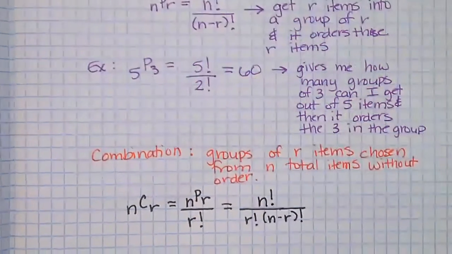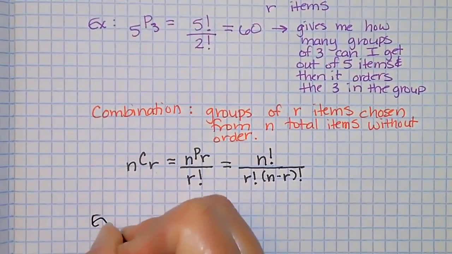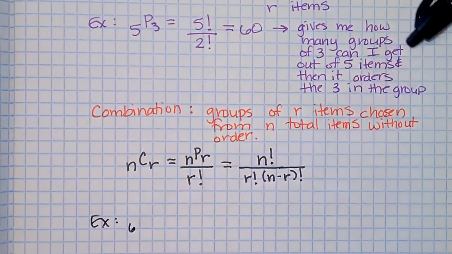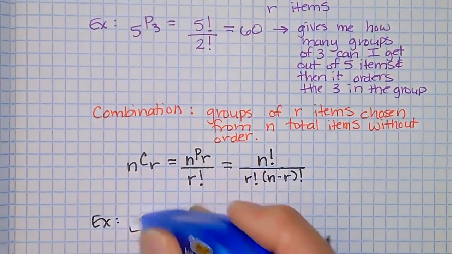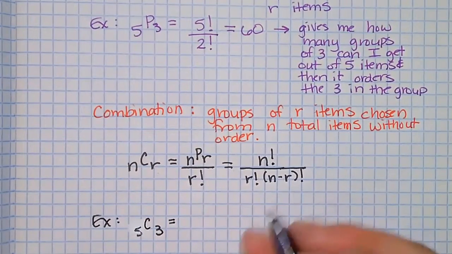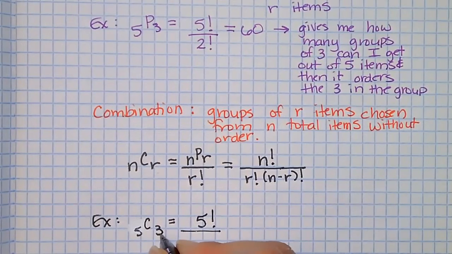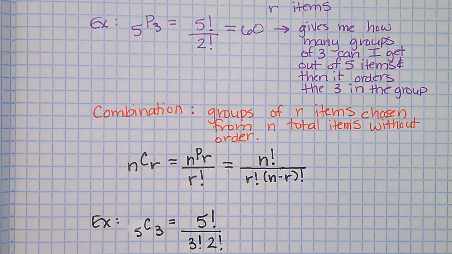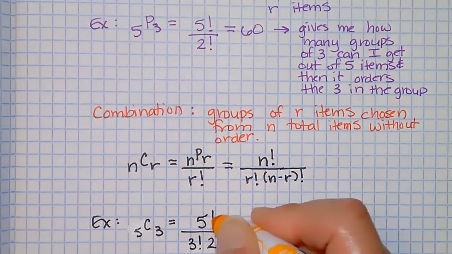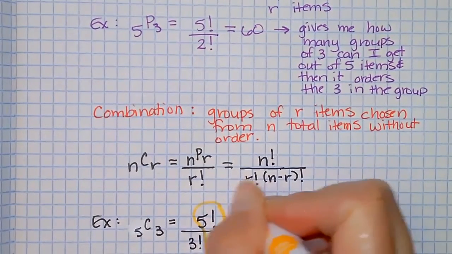Okay, so let me write an example of this situation, but as a combination. So let's say I have, for example, 5 choose 3. Okay, so 5 choose 3. And that is going to be equal to 5 factorial over, and I usually start with this number, 3 factorial, and then 3 plus what gets me 5? 2, so 2 factorial.